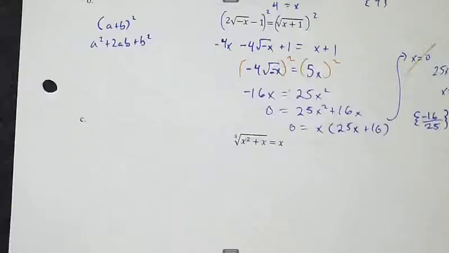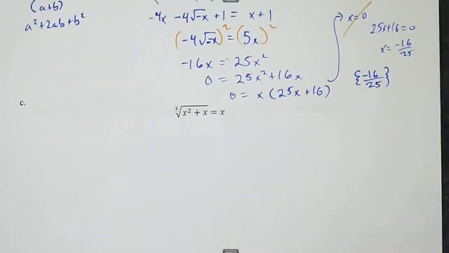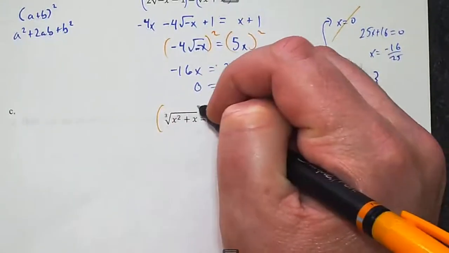All right, we saw that this does not just apply to square root functions. We can also use cubing to get rid of cube root functions. So on this next problem, let's cube both sides.